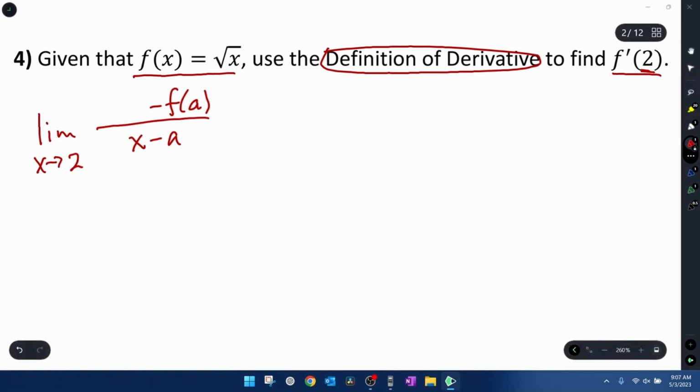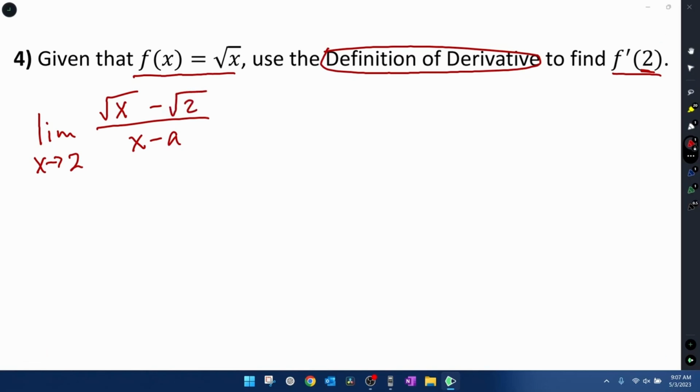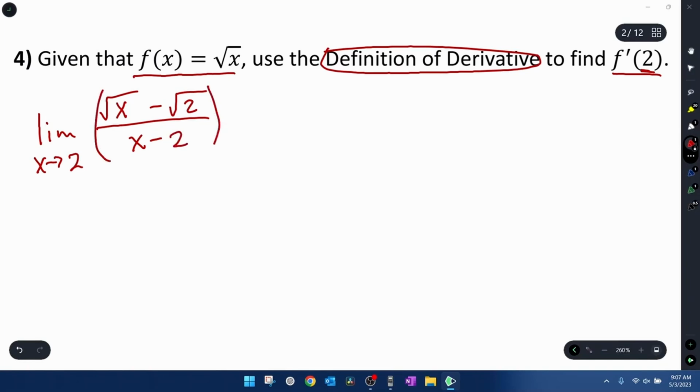That was the formula. Now let's go through and replace the pieces with what we've got. f of x is the square root of x. f of a, where our a is 2, would simply be the square root of 2. And then in the denominator, a again is 2. So this is our limit. We're looking for the limit as x approaches 2, and we could do direct substitution if we didn't get a divide by 0 error.